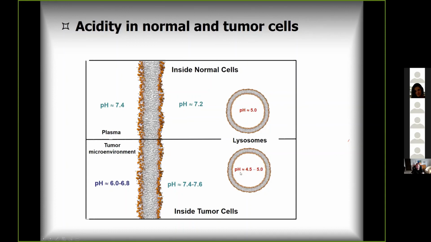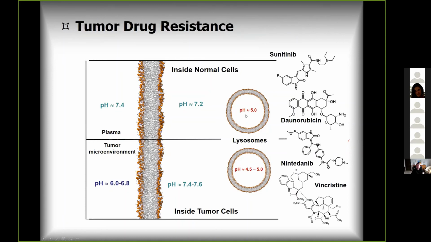So if you have lysosomes that are incredibly acidic, what happens is that some of the compounds that are used to treat tumors, so these are anti-tumor compounds, chemotherapeutics, like sunitinib, daunorubicin, nintedanib, and vincristine, some of these compounds are usually in water. They are usually Lewis bases. They are charged positively, and if you have this positive charge on them, it means that they have trouble crossing membranes.